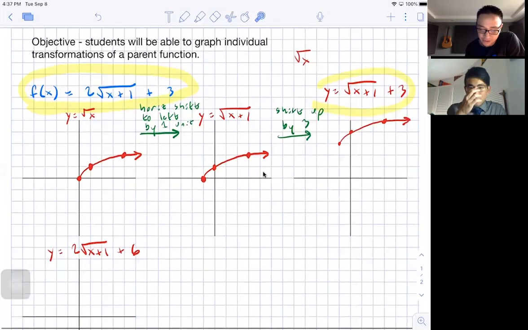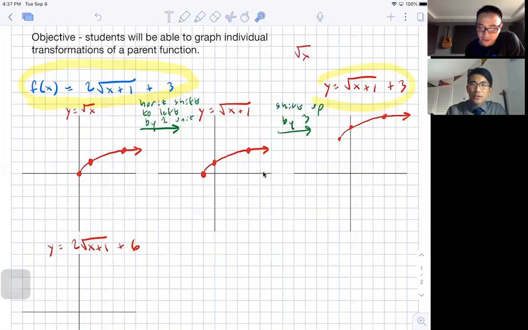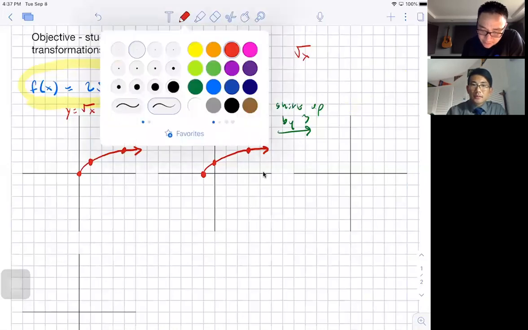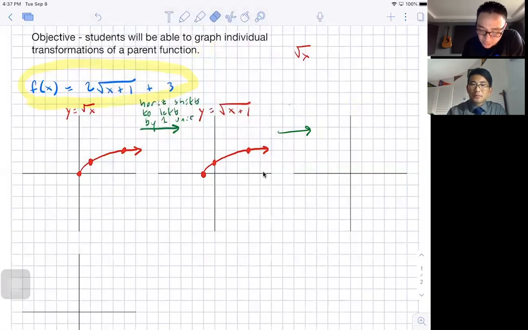Okay, so I think what we should have done is the stretching first. Stretched it first, right? So let's do that. Let me back up and erase. This is where it gets a little bit tricky sometimes, because we have to be careful of the order we're doing stuff. So instead of shifting up, we're going to multiply by 2, times 2.